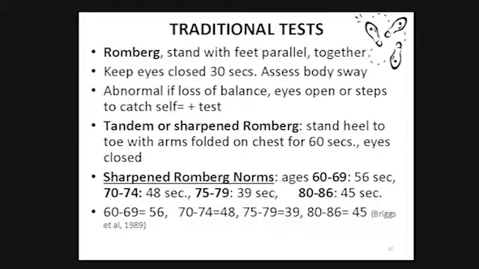Of course, they came along and changed this to a tandem or sharpened Romberg. I want you to stand heel to toe with one foot in front of the other. Okay, dominant leg is behind. Arms folded on the chest for 60 seconds with your eyes closed. And there's normative reference values for this, and I've given you some of these norms. I won't be reading through the norms here. You can print these slides out and take a look at them, but you do want to make your own normative reference value chart for use in your clinic.